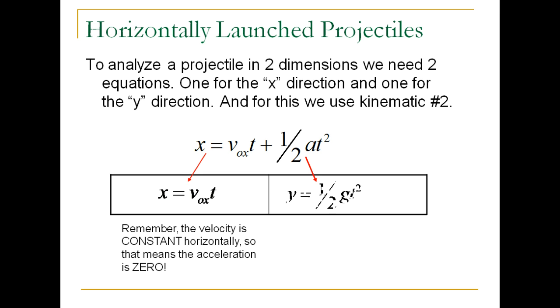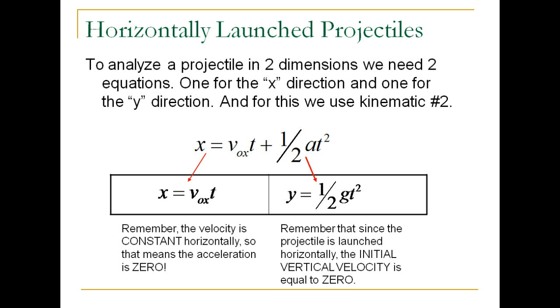But by the same token, the initial velocity in the y direction is 0, so that first part, the initial velocity times time, is 0, so I end up with y is equal to 1/2 times gravity times time squared. X tells me how far it goes in the x direction, or its range, and y is going to give me the height of, say, a cliff or a building that this projectile was launched off of. So we can use those equations to find that.